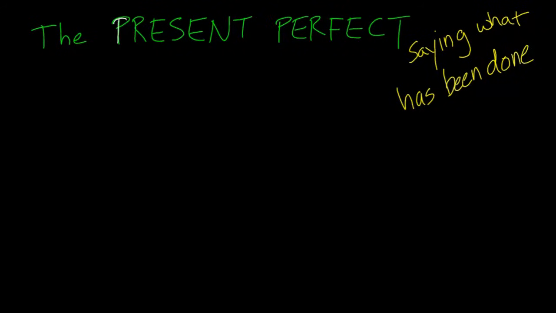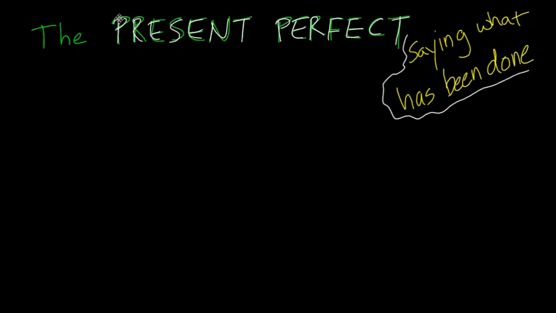Today we're going to work with a new verb tense, and this verb tense is called the present perfect. Now you may have worked with some other verb tenses like the present or the preterite, the future, the conditional, the subjunctive, the past subjunctive. But today what we're going to do is look at the present perfect. And the present perfect is a way of saying what has been done. And here are the key words: has been done.